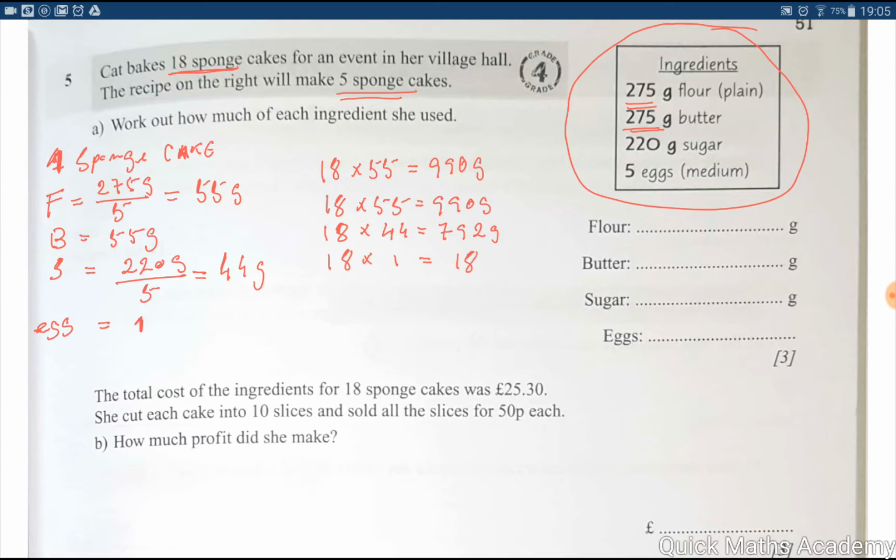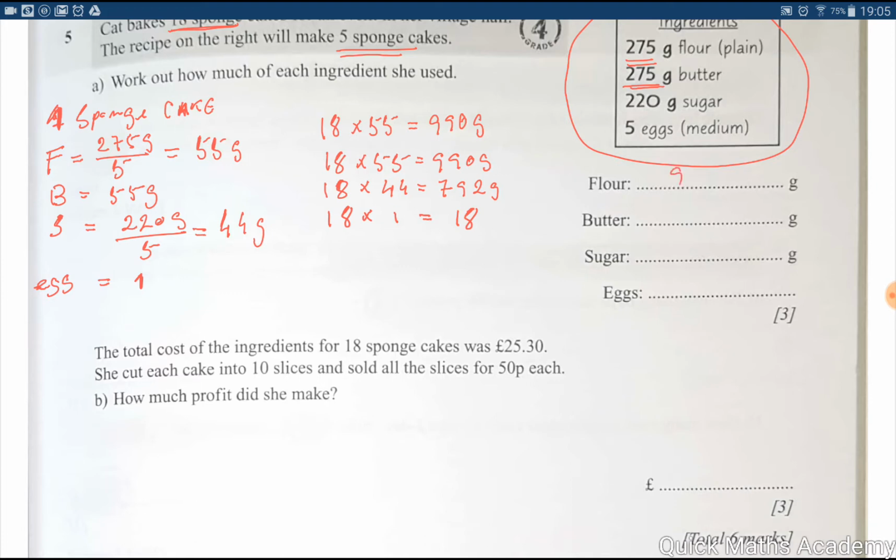So that's one of the ways of doing it. Another way is always the rule of three. I'm just going to make an example for the flour. It's 990 for the flour, 990 for the butter, 792 for the sugar, and 18 eggs. If we want to work out the flour using the rule of three, avoiding all this complicated thing, we have 275 grams of flour for 5 cakes, for 18 cakes, how much flour do I need?